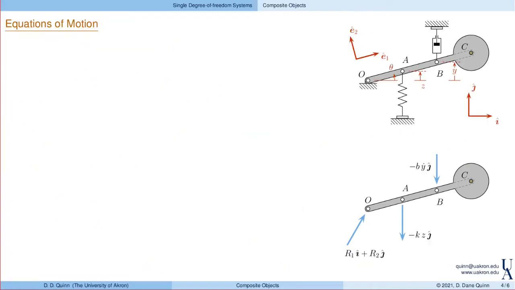So next is equations of motion. And here we will apply angular momentum balance about point O.